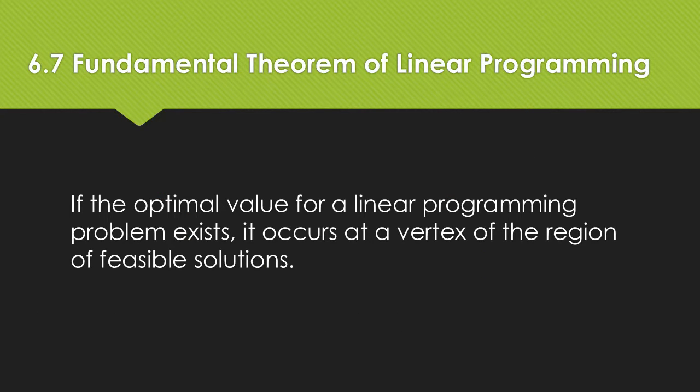It occurs at a vertex of the region of feasible solutions. In English, you graph all of those inequalities, all of those constraints. It forms a geometric shape. Your solution, if there is one, will occur at one of the corners of that shape that you created by overlapping your inequalities.